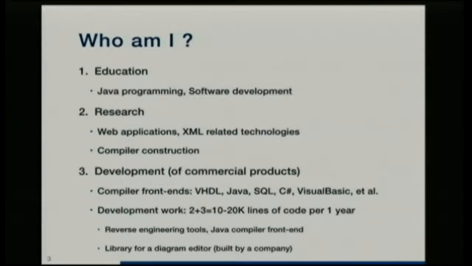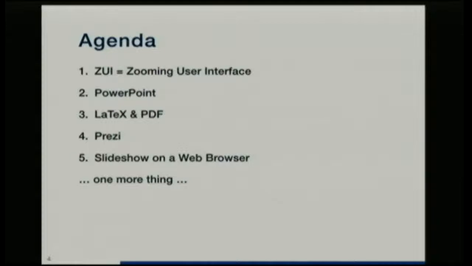I'm a solo player. It means that I develop software by myself. Probably I write 10K lines of source code, sometimes 30K or 40K lines of source code in one year. For the past few years, I developed a reverse engineering tool to get design information from source code, C#, Visual Basic .NET, and Java compiler frontends, and libraries for a diagram editor, which was built by my sponsor company. This is my background, all right?